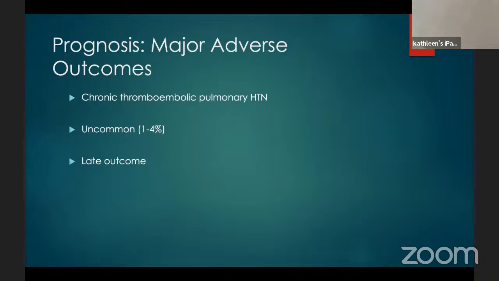There's an entity known as chronic thromboembolic pulmonary hypertension, where pulmonary hypertension occurs due to pulmonary artery obstruction from unresolved thromboembolic disease. This is uncommon and occurs in between 1% to 4% of survivors of acute PE. Documentation of prior acute PE is absent in up to 40%, however, and this is a late outcome.